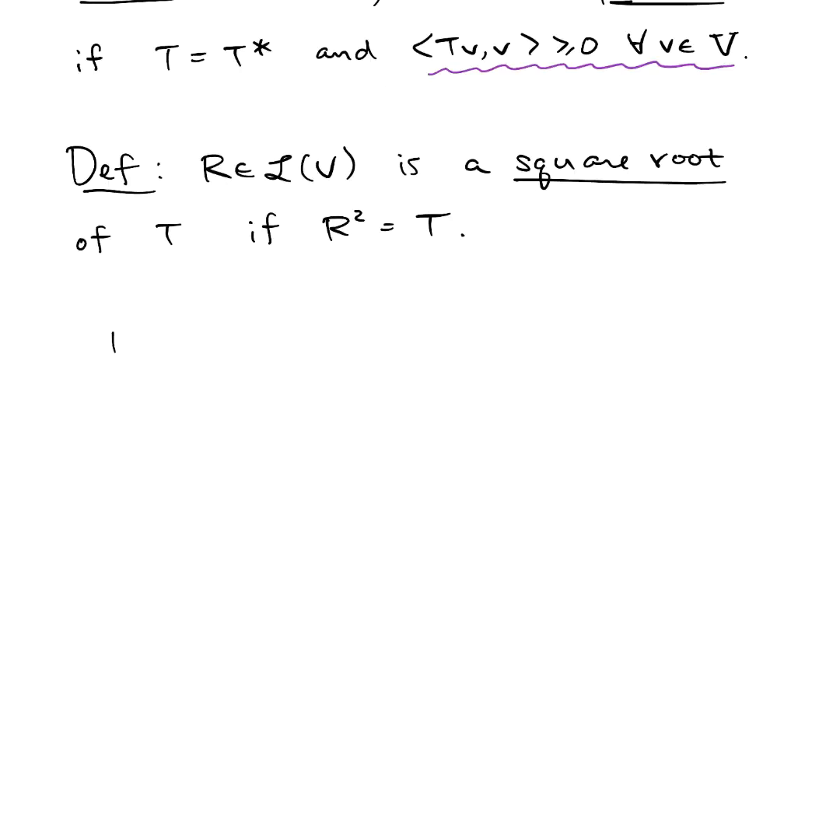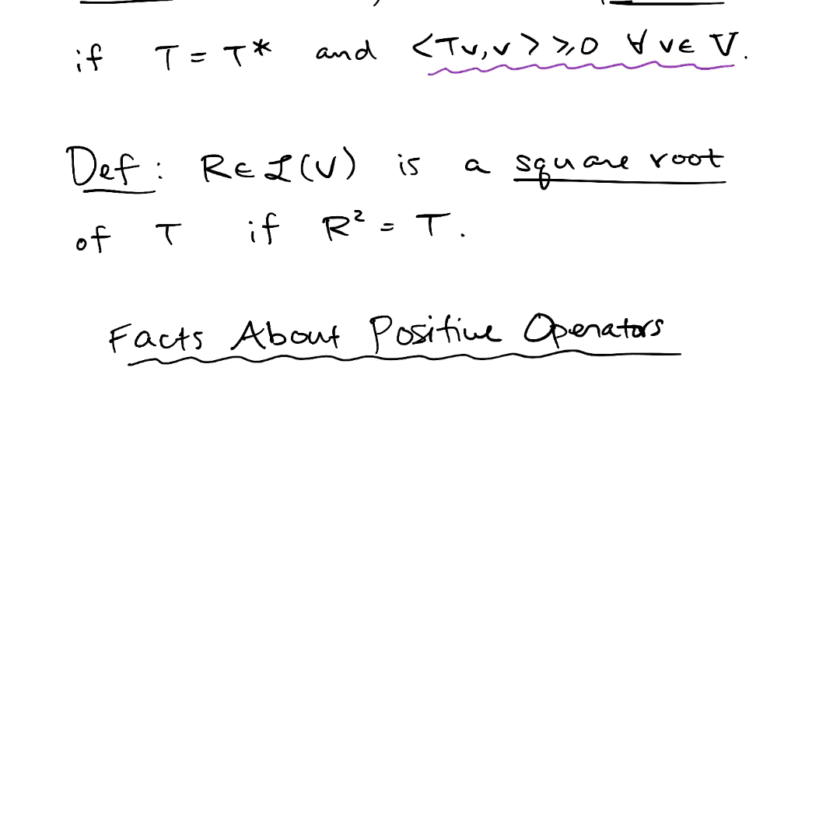So let's label this section: Facts about positive operators. Okay, so we're just going to write down everything we can about positive operators. In this discussion, let T, a linear operator on V, be positive. So that's our only hypothesis. It meets the definition above of positivity. Okay, well, let's write down some things.